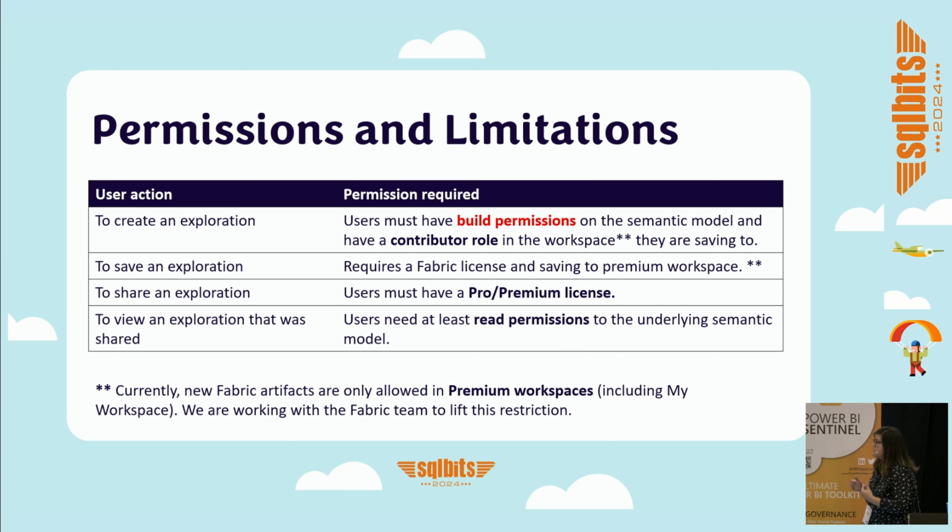And then to view the exploration after you have actually shared and saved it, you need at least read permissions on the underlying semantic model. So the recipient needs to have at least read permissions to be able to see the data.